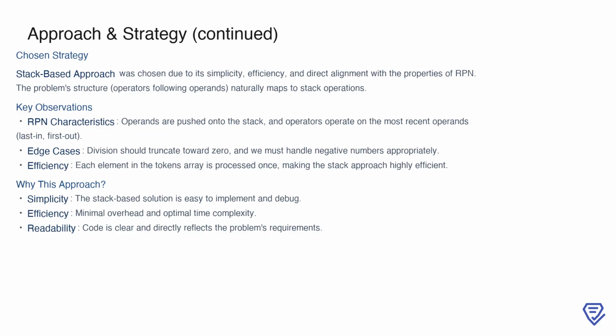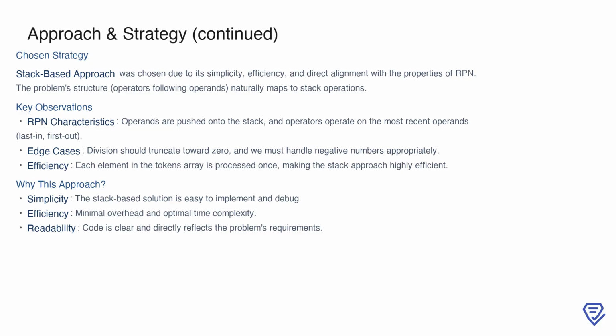It's both simple and efficient, aligning perfectly with the mechanics of RPN. In RPN, operands are pushed onto the stack, and operators act on the most recently added operands in a last-in, first-out manner. This aligns directly with how stacks operate, making the implementation intuitive. Key considerations include ensuring that division operations truncate towards 0, as required by the problem, and correctly handling negative numbers.